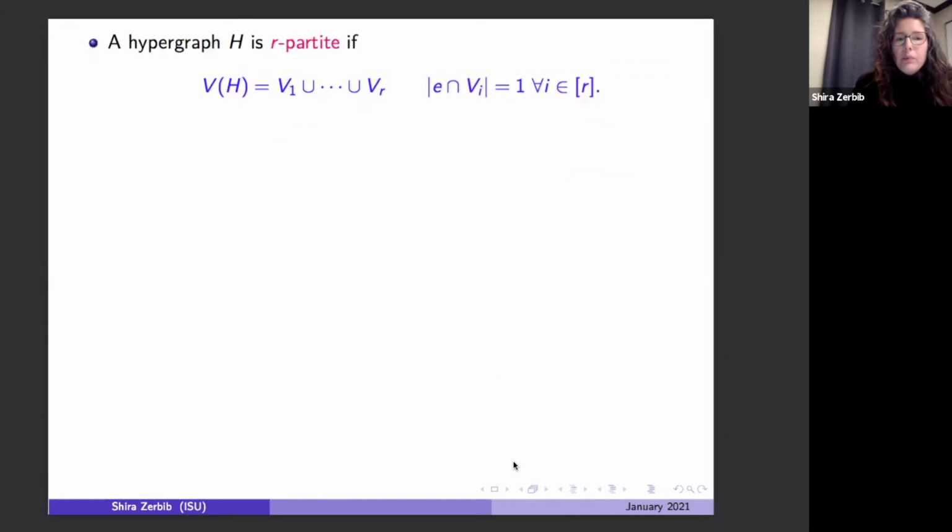Now, a hypergraph H is called r-partite if we can partition the vertex set of H into r sets such that every edge intersects every side. These sets will be called the sides of H, or the vertex sides. So every edge must intersect every vertex side in exactly one vertex. This is just a generalization of the notion of bipartite graphs.